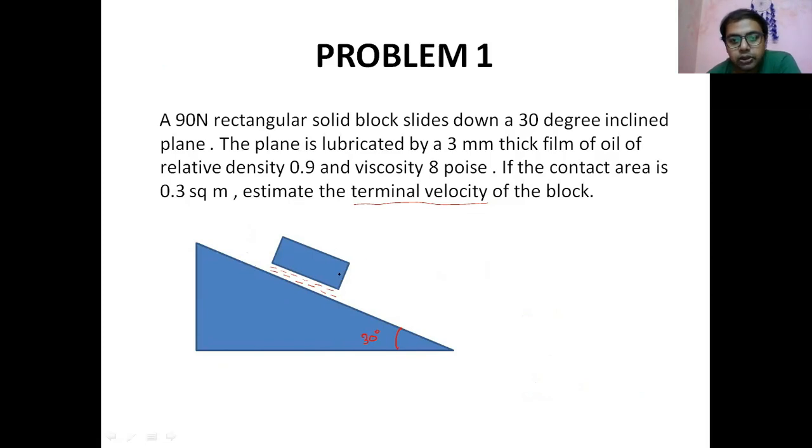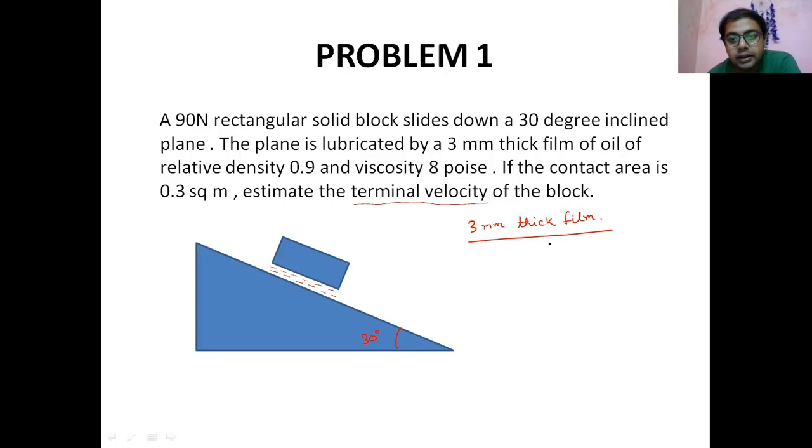And the plane is lubricated by a thick film of oil. What is the thickness of the film? 3 mm. 3 mm is sufficiently small, a 3 mm thick film. So as it is very thin, we'll just see the problem. The oil is there in between.